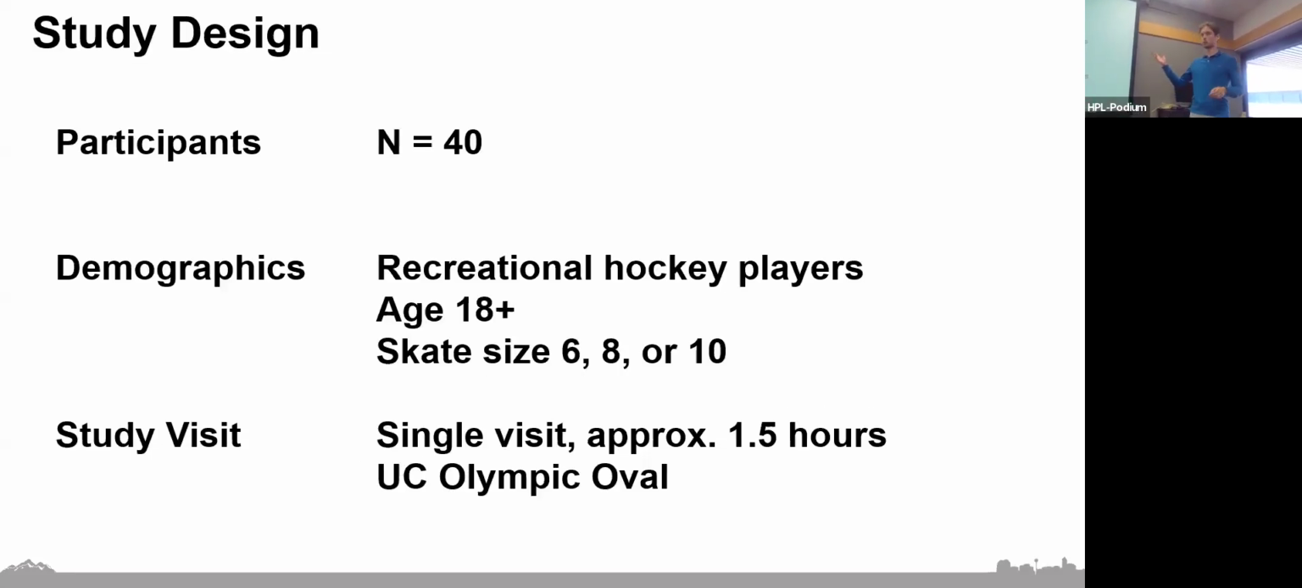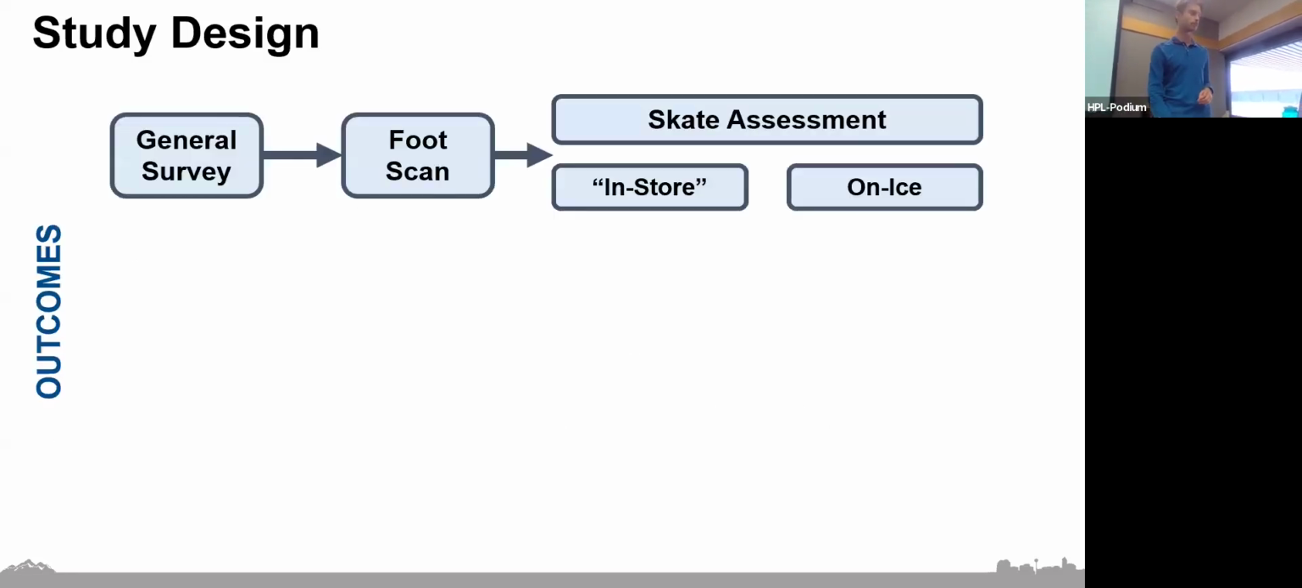I'll recruit about 40 participants who are all recreational hockey players up to an elite level, I should say. They need to fit into a size 6, 8, or 10, and they'll just come for a single visit, approximately an hour and a half, 2 hours, and we'll be doing the testing at the Olympic Oval, which is pretty cool. And this is the overall study design.